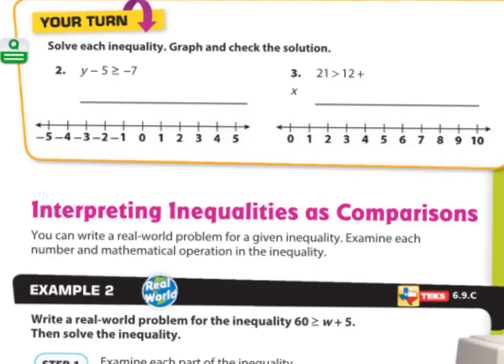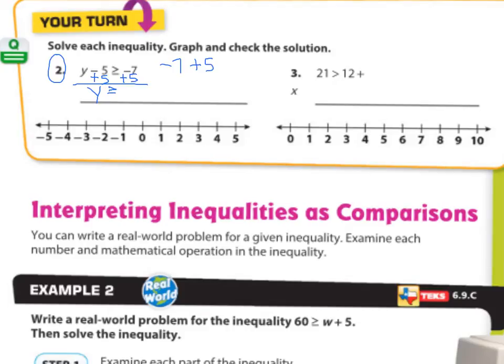I want you to copy this problem in your notes. Y minus 5 is greater than or equal to negative 7. So let's find out what y needs to be to make that true. Remember, we want to get y by itself, so we're going to add 5 to this side to get rid of that. And then what you do to one side, you do to the other to keep it balanced. Okay? And we're left with y here because the 5's cancel out.